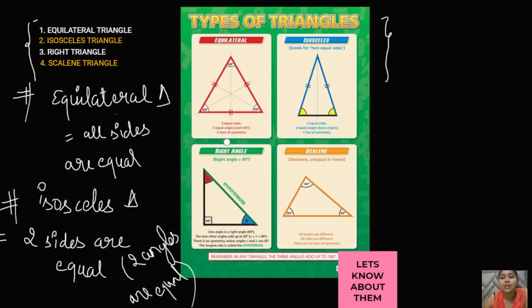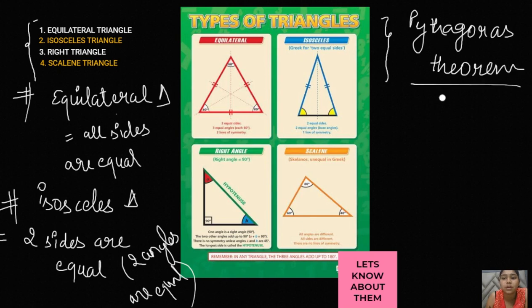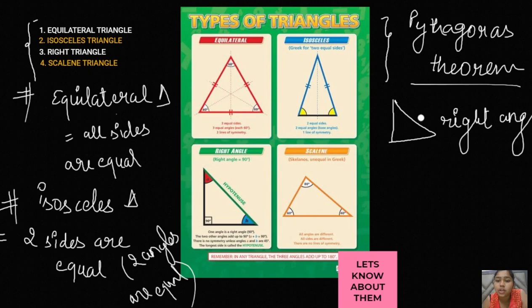Okay, then there is a right triangle. You all know about the Pythagoras theorem. What is the Pythagoras theorem? Pythagoras was a mathematician who derived the theorem which was named the Pythagoras theorem, and this theorem was basically for the right angle triangle. In the case of a right angle triangle, a 90-degree angle is there, a perpendicular is there, a base is there, and a hypotenuse is there.